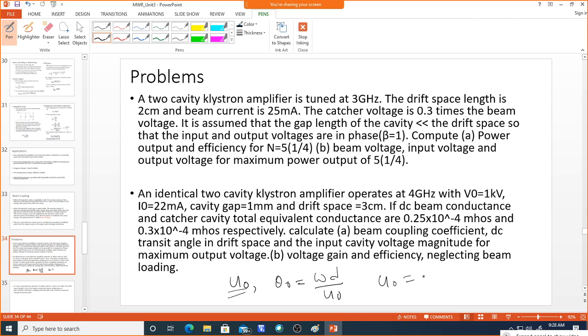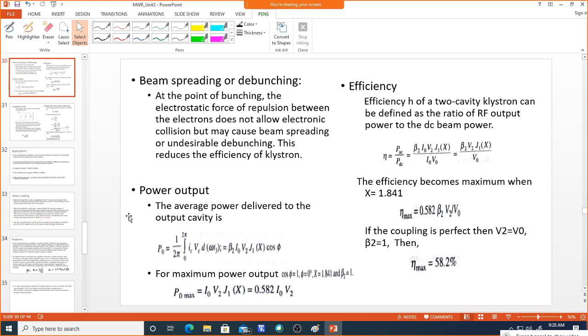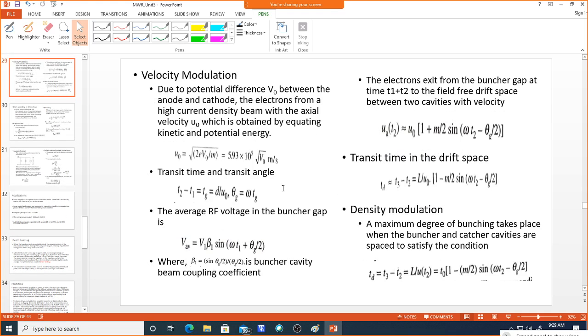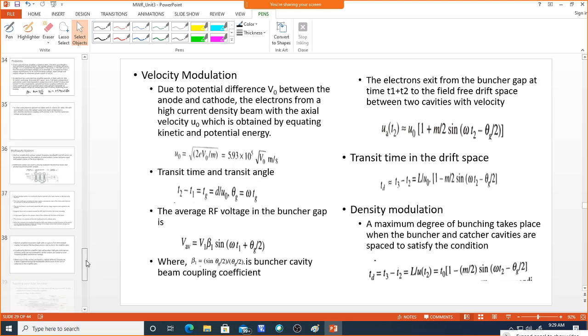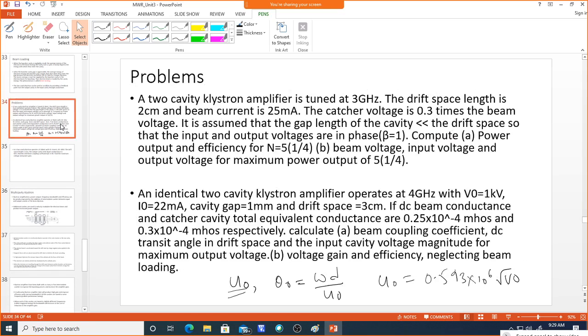So u naught equal to 0.593 into 10 power 6 into root V naught. So we can use this equation which is given here, the DC beam velocity. So 2eV naught by m will give 5.93 into 10 power 5 into root V naught, the same equation which I used here, or 0.593 into 10 power 6 into root V naught. So now V naught is given as 1 kilovolt.